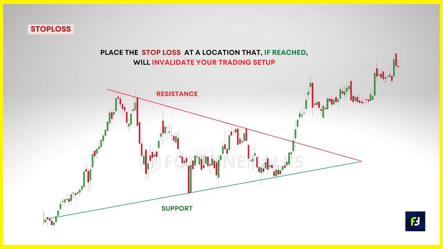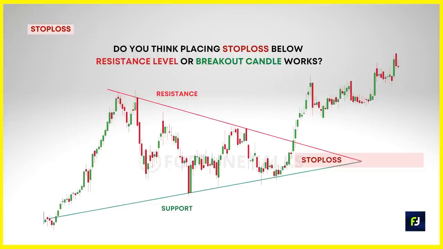Your stop loss must be at a location that, if reached, will invalidate your trading setup. This means that if the market hits the stop loss, you will automatically know that your analysis was wrong. So if you talk about the stop loss placement for a breakout above the resistance level, do you think setting your stop loss just below the resistance level is a good idea? Well, I don't think so, considering the chances of fake outs or even deep wicks.